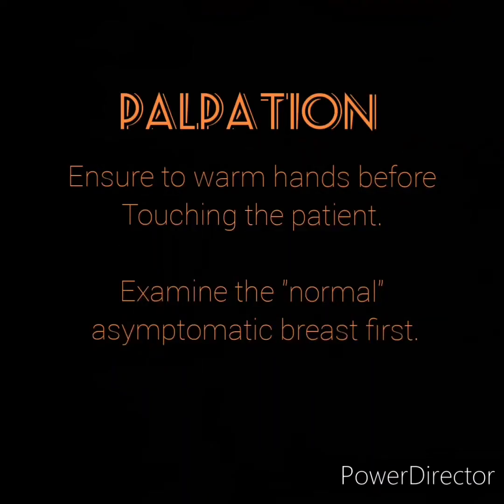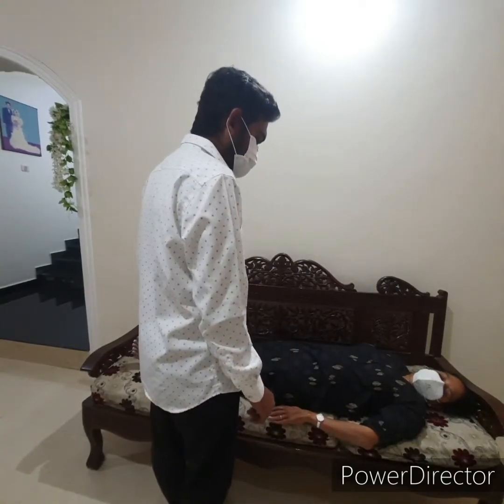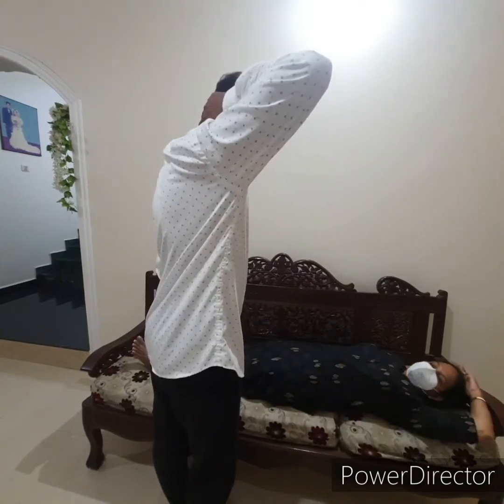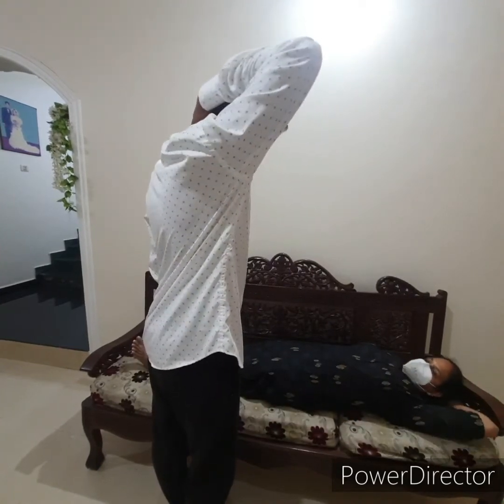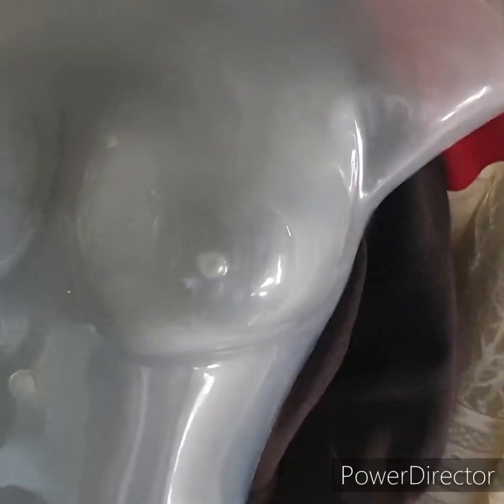Ensure to warm hands first before touching the patient and examine the normal asymptomatic breast first. Position the patient on the bed either at a 45-degree angle or lying flat on the bed and ask patient to place her hand on the side being examined behind her head.